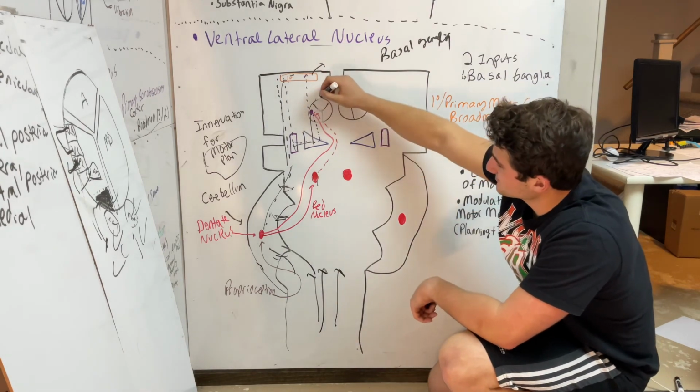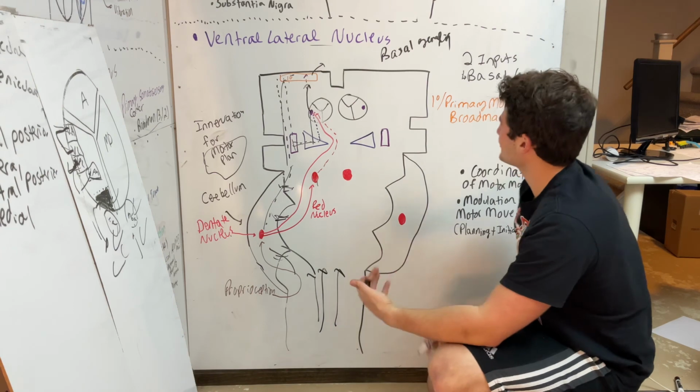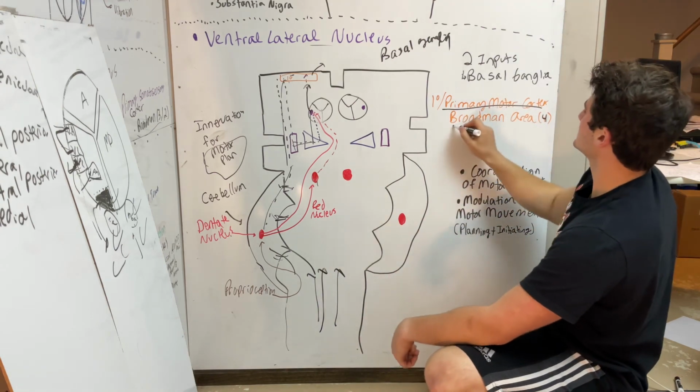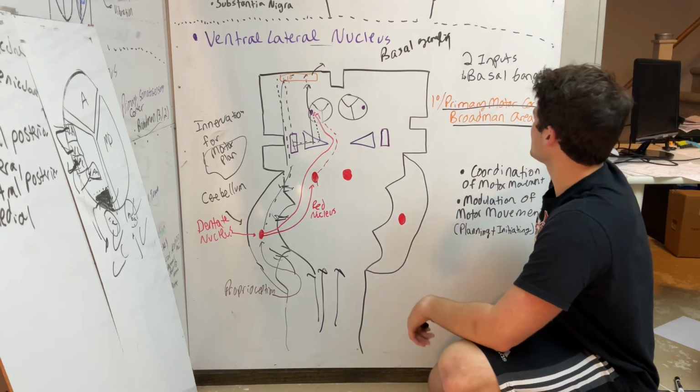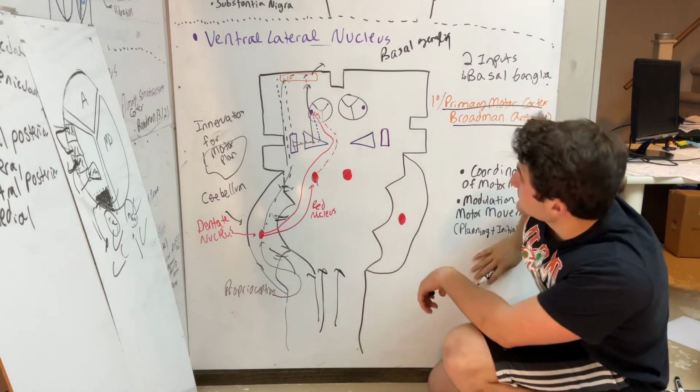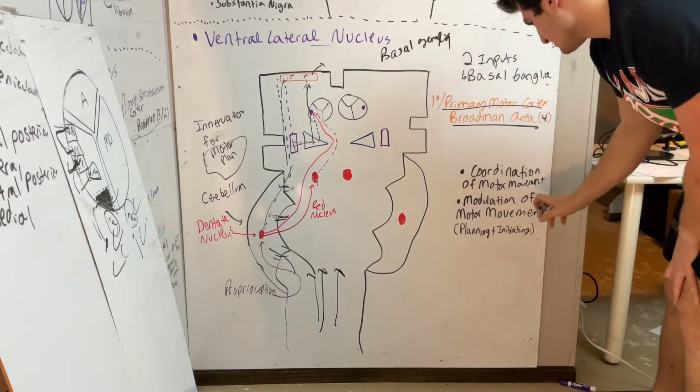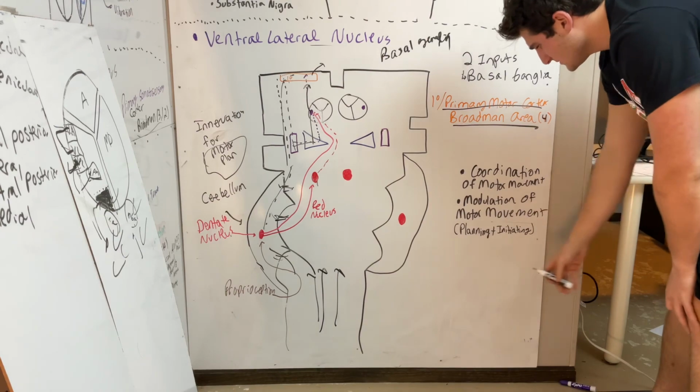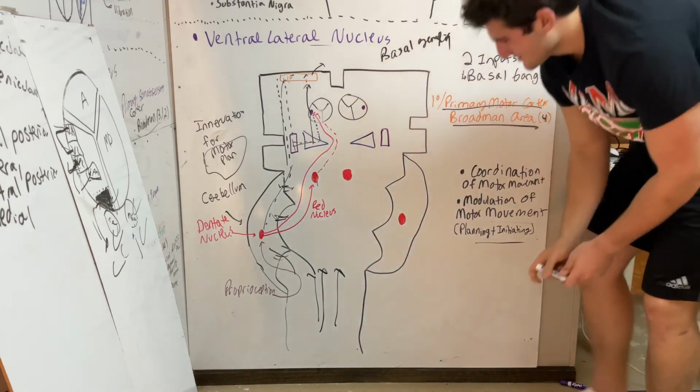From the ventral lateral nucleus, these fibers are sent up and they're targeting the primary motor cortex, also known as Brodmann's area 4. What is this guy used for? He's mainly used for coordination of motor movement, modulation of motor movement, and planning and initiating.